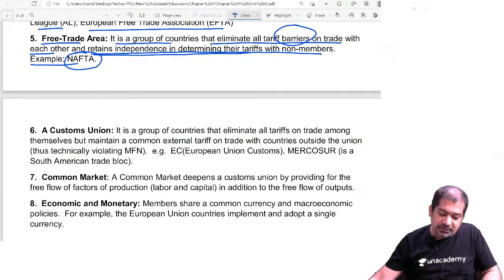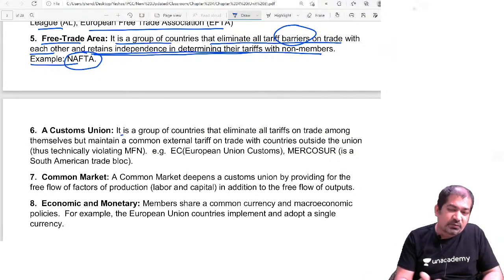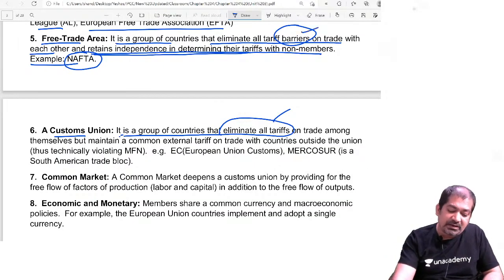Next, Customs Union. It is a group of countries. You have to read it once or twice to get the hang of it. Customs Union is a group of countries that eliminate all tariffs on trade among themselves. Now look, they have eliminated, there is no tariff at all. Alright, here they have eliminated the barrier. They have eliminated all tariffs on trade among themselves but maintain a common external tariff with others. It means there is no import duty between the member countries, but when they are dealing with other countries who are not part of the bloc, they charge a common external tariff.